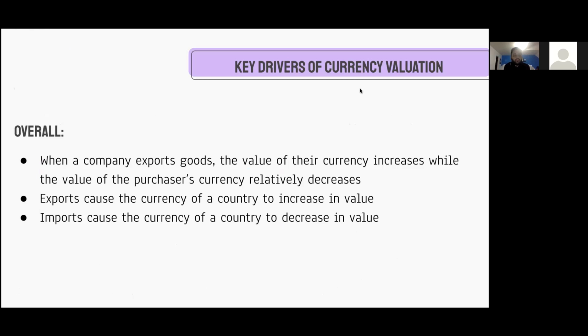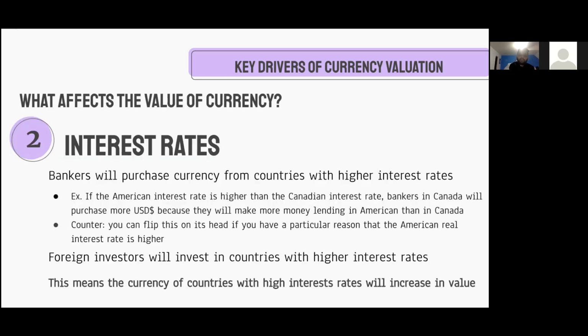So overall, as a summary, when a company exports goods, the value of their currency increases while the value of the purchaser's currency relatively decreases. Exports cause the currency of a country to increase in value, and imports cause the currency of a country to decrease in value. This tends to be why you see a lot of countries, historically and around the world, that are dependent on a lot of foreign goods and have to consistently import more and more of these goods, flooding the global market with their own currency and making their currency's value go down significantly. So that's something you tend to see as well.